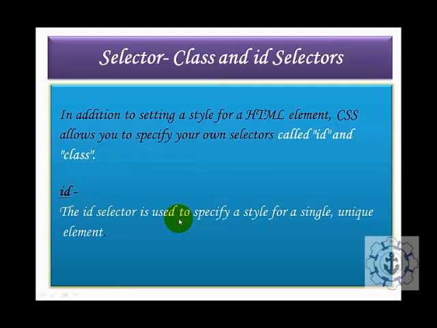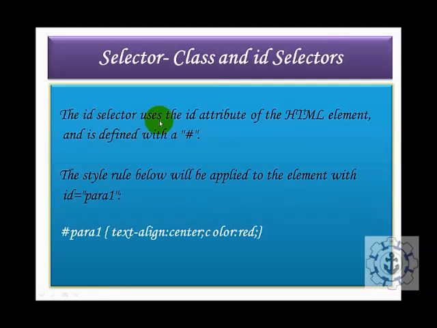ID. The ID selector is used to specify a style for a single unique element. The ID selector uses the ID attribute of the HTML element, and it is defined with a hash symbol. Once again, I repeat, whenever you want to define an ID selector, you want to use the hash symbol. The style rule below will apply to the element with ID equal to para1. So I'm going to use the user-defined ID, which always starts with a hash symbol, #para1, followed by text-align. That is a property value.